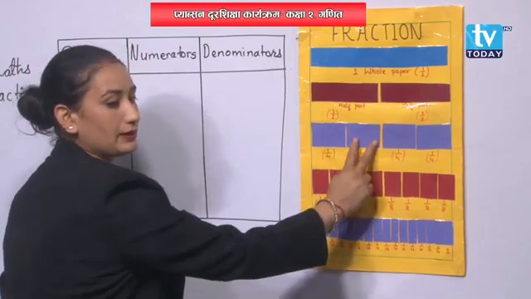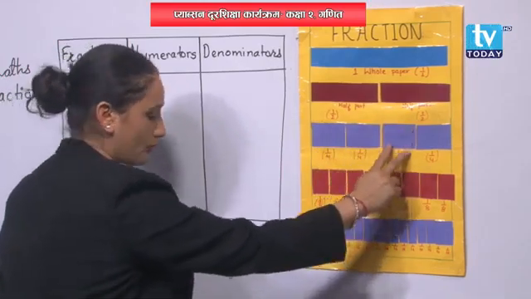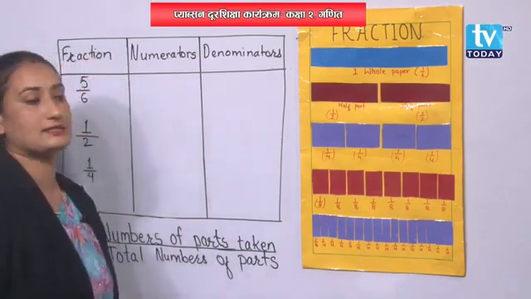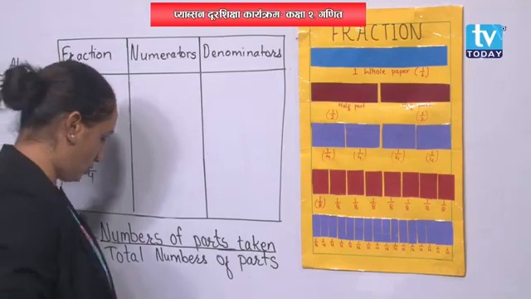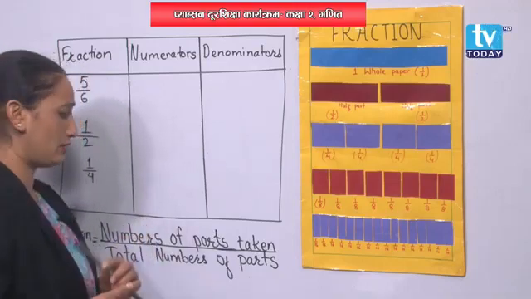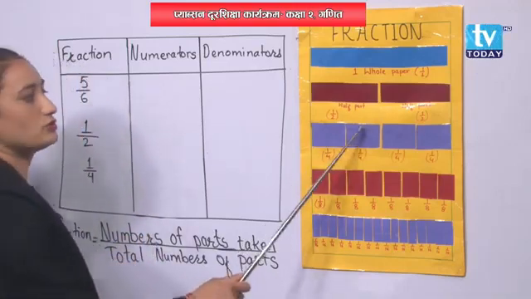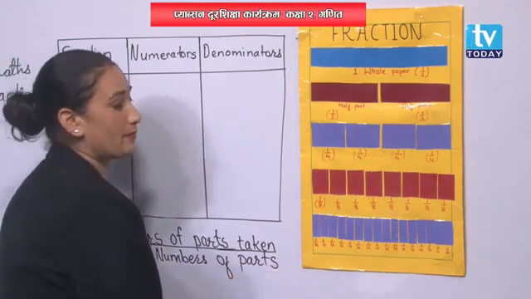plus 2, it will be 4. Again this into 2 parts, then it will be 6. Again this one into 2 parts, then it will be 8. So, now can you count this paper? 1, 2, 3, 4. Can you count this paper?